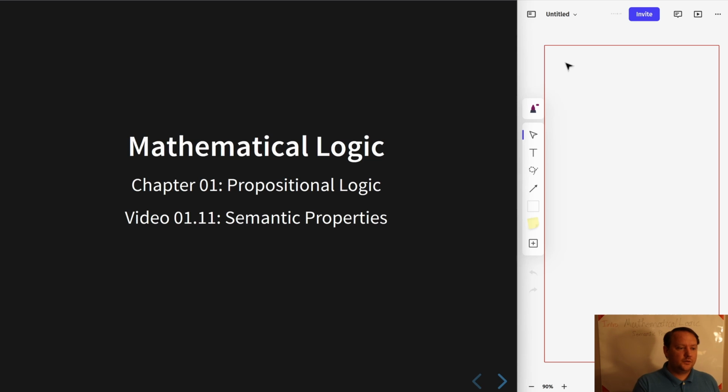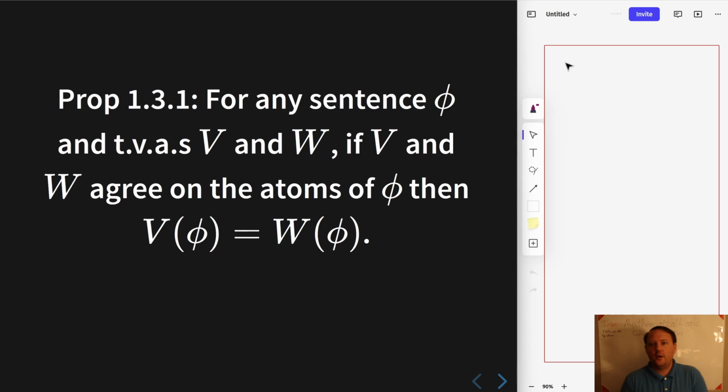Okay, in this video, this is mathematical logic in the propositional logic sequence, and we'll be talking about semantic properties. I am going to state and then basically not prove, because the proof is so easy, this proposition, which is telling us that the value assigned by a truth value assignment to a sentence is determined completely by the truth value assignments to the atoms that occur in the sentence, right?